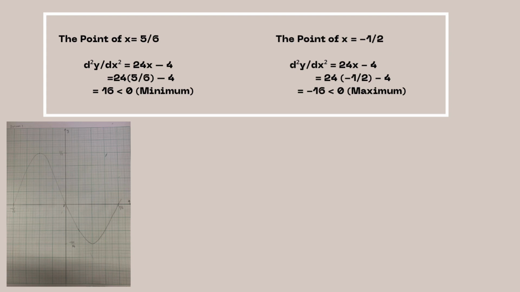Next, we substitute x equals negative 1 per 2 into the second degree differentiation that we got just now. So, 24 in bracket negative 1 per 2 minus 4, we get negative 16, which is smaller than 0. So, it is our maximum point for our graph. See, this is the curve that we got for the graph from our maximum point, minimum point, and the stationary points.